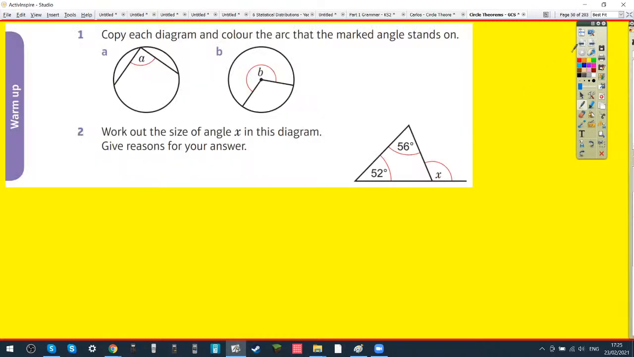Okay. So let's see this one. Yes. So color the arc that the angle stands on. So for part A, the arc is part of a circle. And so the arc is that part there. That angle is standing on it. And then for the other one, the angle is around the other side, and so it's that bigger arc.